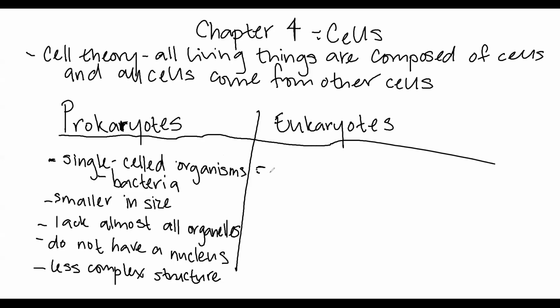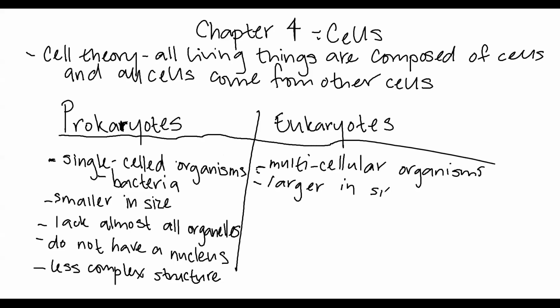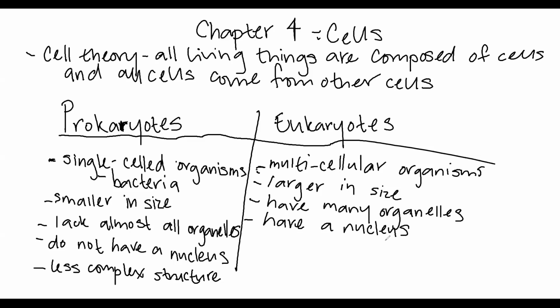So usually multicellular. The cells in our body are eukaryotic cells because we are eukaryotic organisms. These tend to be larger cells and have many organelles. Many, many. They have a nucleus where DNA is stored and have a more complex structure.